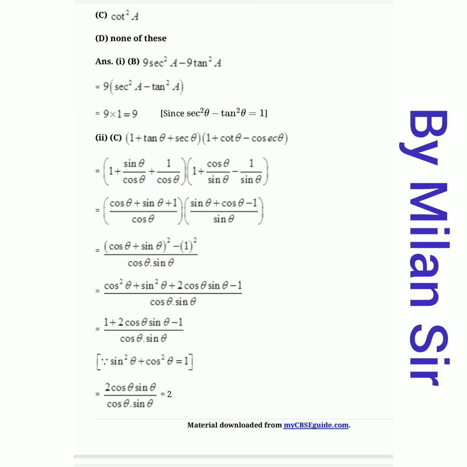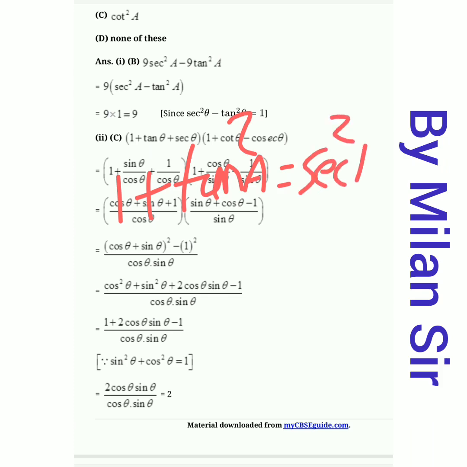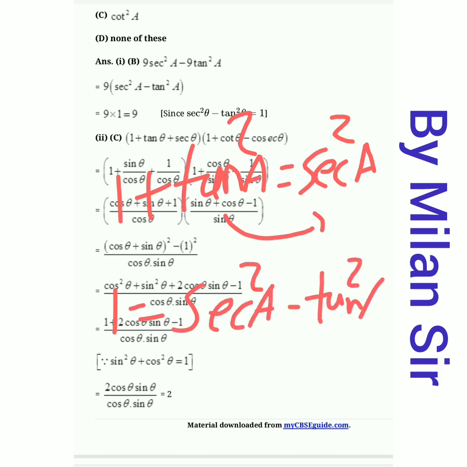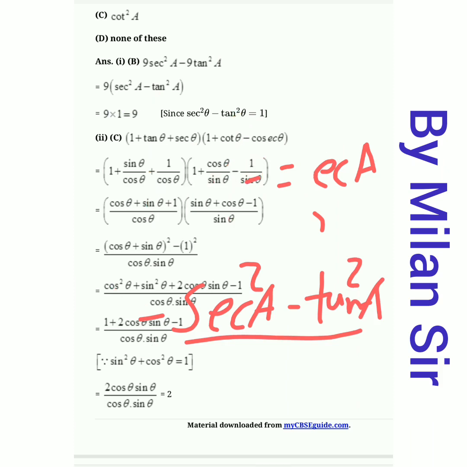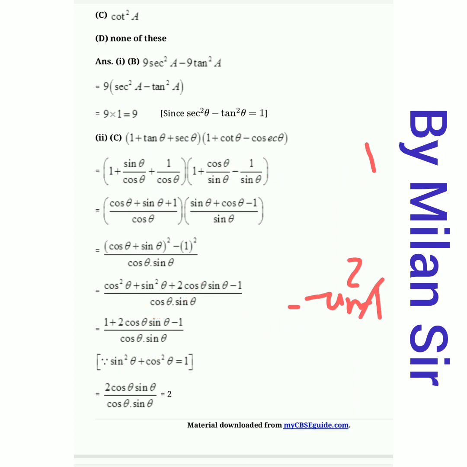Now what is our identity? 1 plus tan square A is equal to sec square A if we write in terms of angle A. Now transfer this tan square A to the right hand side. So 1 is equal to sec square A minus tan square A. So sec square A minus tan square A, answer is 1. So 9 into 1, answer is 9. 9 ones are 9. Option B is correct. Right? Second question.